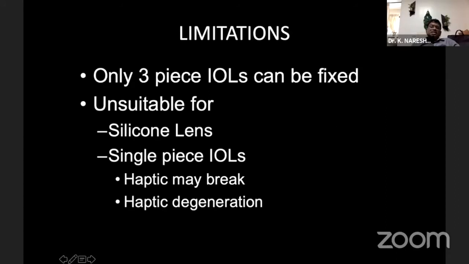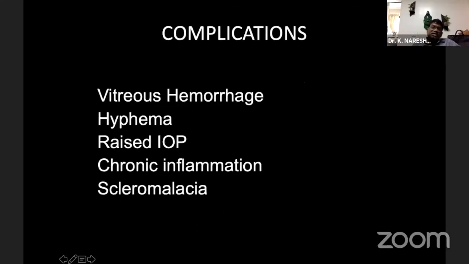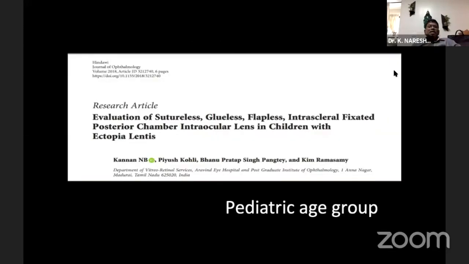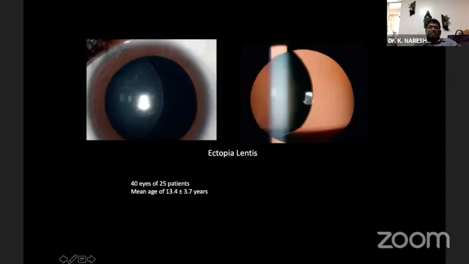But the limitations are only 3-piece IOLs can be fixed. Silicone lens or other single-piece IOLs cannot be used, because the haptic can degenerate or it may break while externalizing. And these are the complications which have already been discussed. I don't want to discuss again. And a few of our publications, this is our publication on evaluating the sutureless, glueless, flapless technique for the pediatric age group.